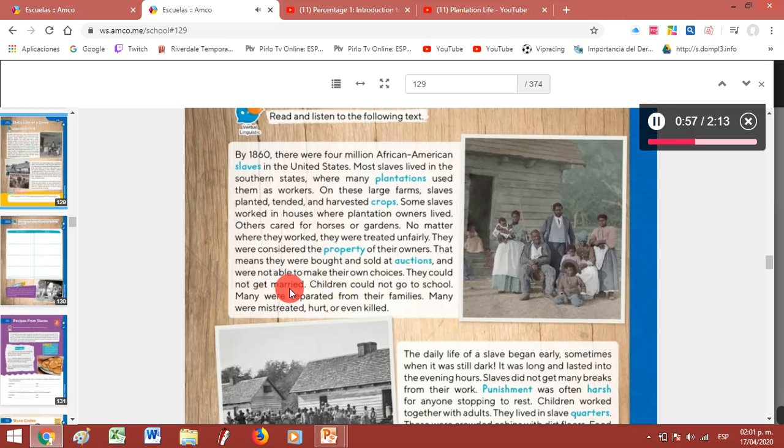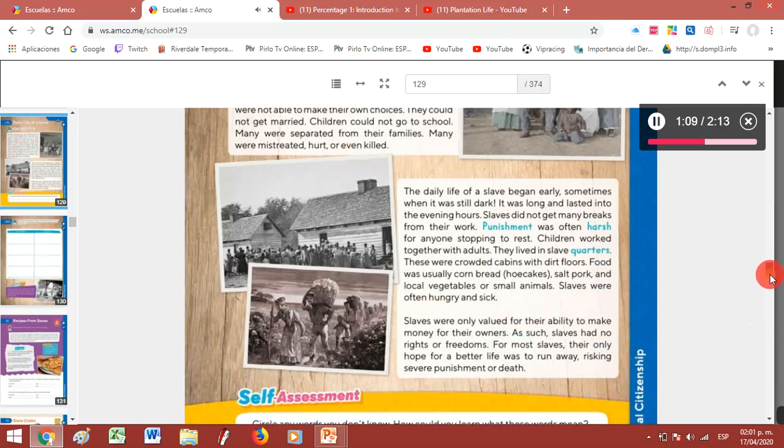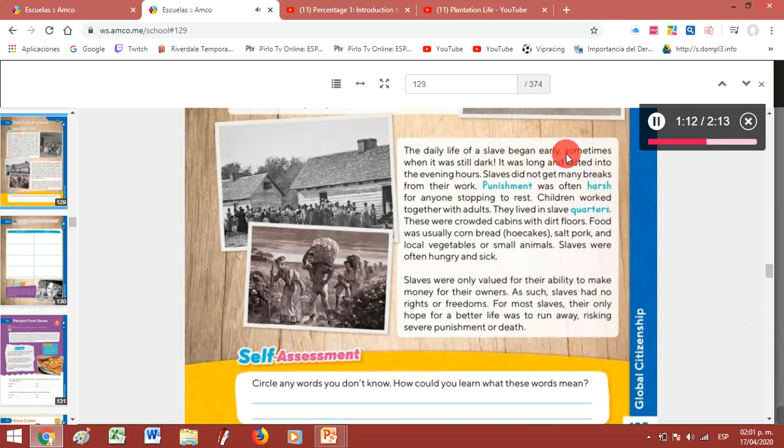They could not get married. Children could not go to school. Many were separated from their families. Many were mistreated, hurt, or even killed. The daily life of a slave began early, sometimes when it was still dark. It was long and lasted into the evening hours. Slaves did not get any breaks from their work. Punishment was often harsh for anyone stopping to rest. Children worked together with adults. They lived in slave quarters.